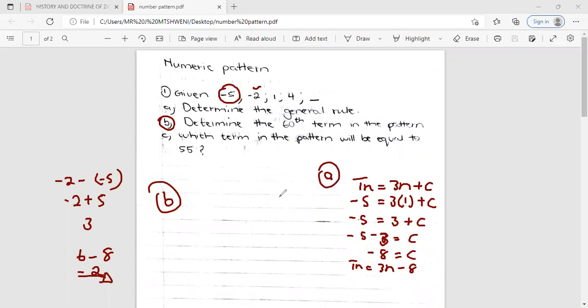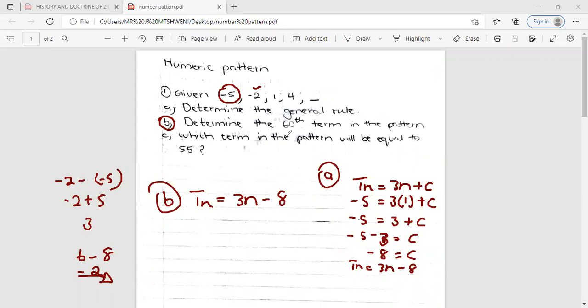But you know, when you answer your question paper, you'll answer it in an orderly way. Okay, so it's going to be Tn equals to what? 3n plus C. Plus C, because we now have the value. Let me erase first. Not even plus, but minus what? 8. Determine the 60th term.